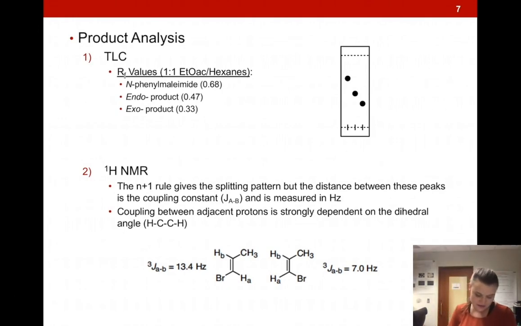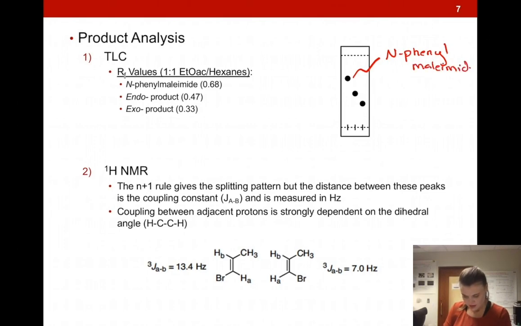Now, looking at the RF values in 1:1 ethyl acetate hexanes as our eluent, we have N-phenylmelamine, our starting material, which is here on top, with an RF of 0.68. In the middle, we have our endo product at 0.47. And then at the bottom, we have our exo at 0.33.